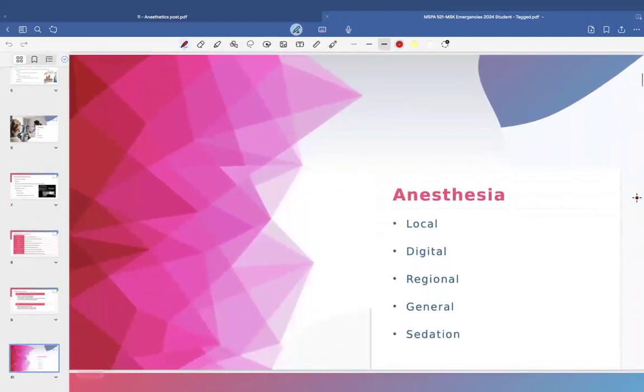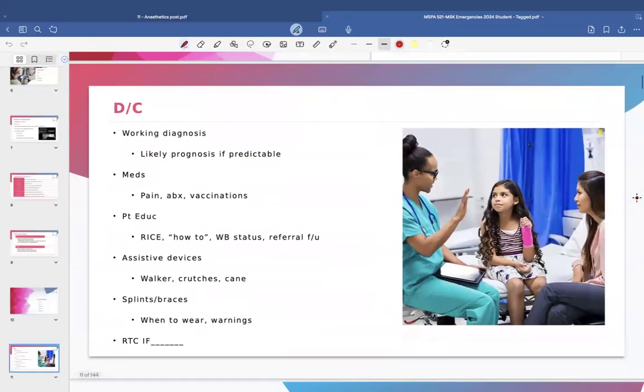Anesthesia, we kind of went over this before. You guys feel pretty good about the differences between local, general, and sedation? Like Bob's nodding, doing great. All right, so always have your working diagnosis and a plan whenever you're in the emergency room.